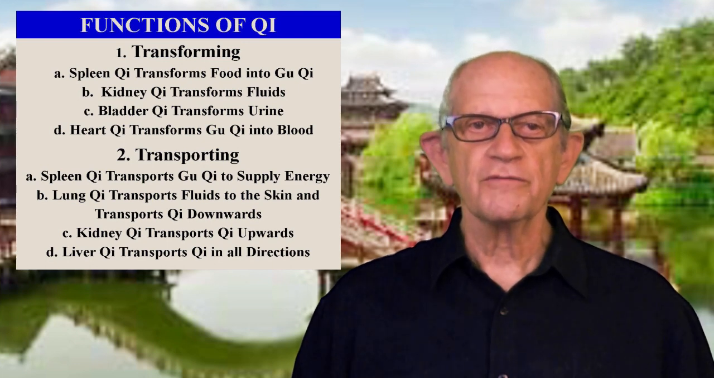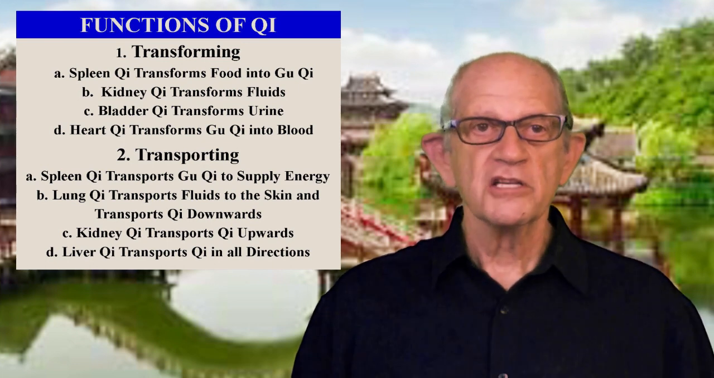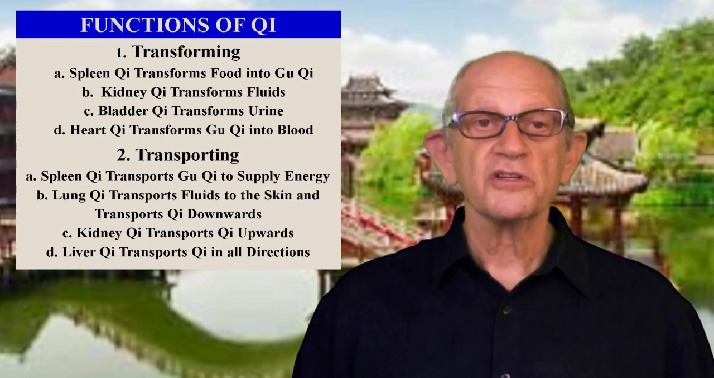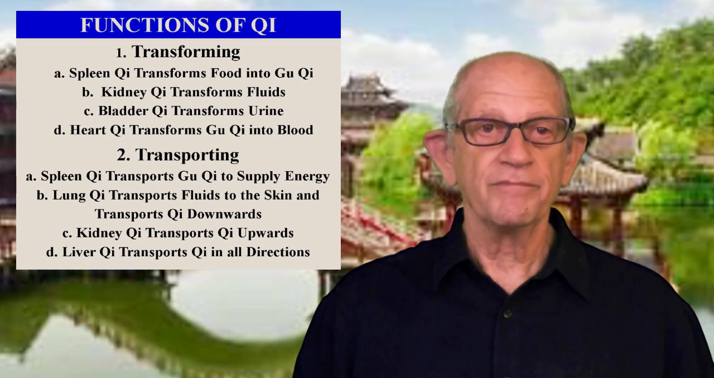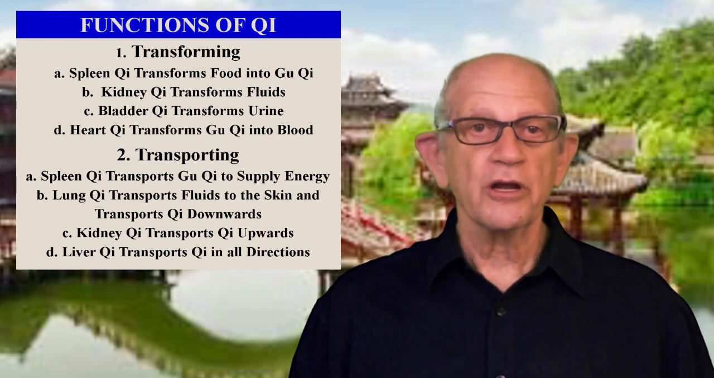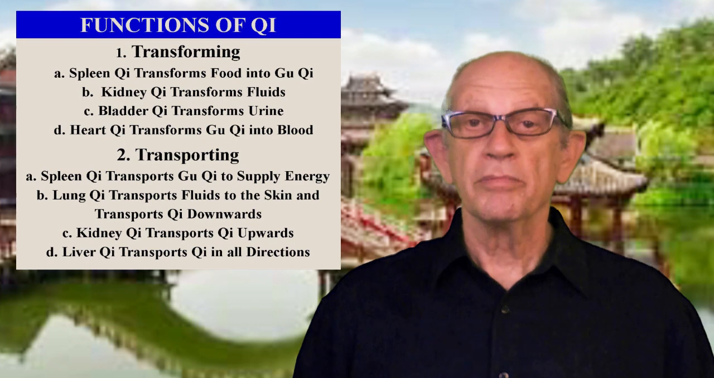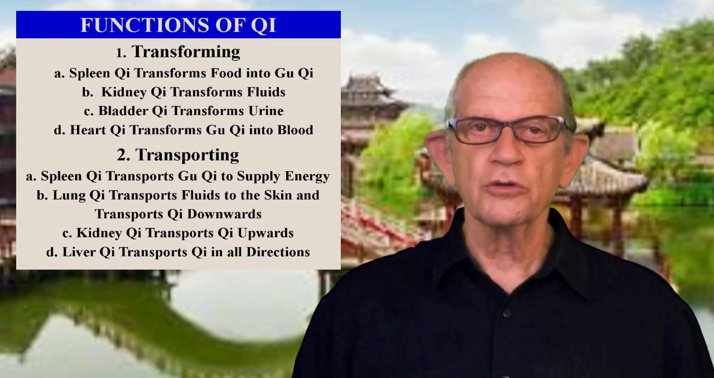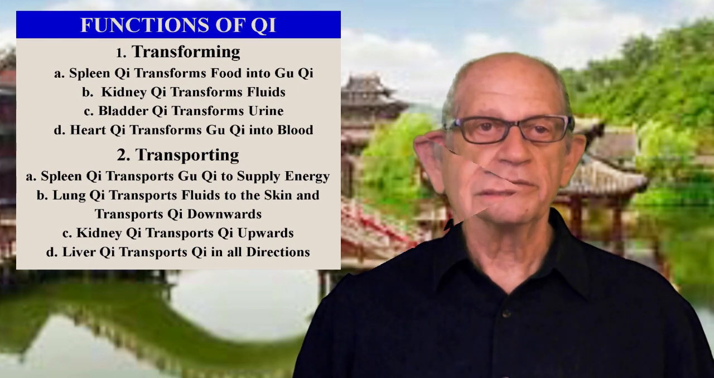The first function of qi is transforming. Spleen qi transforms food into gu or food qi, which supplies energy to the body. Kidney qi transforms fluids. Bladder qi transforms urine. And heart qi transforms gu qi or food qi into blood.